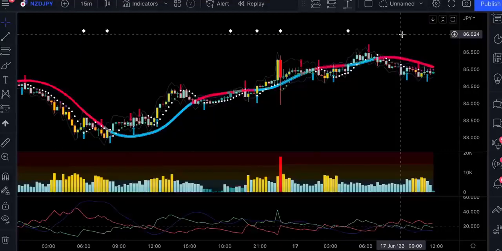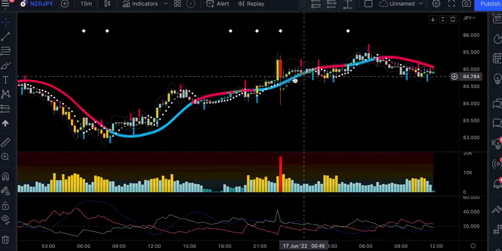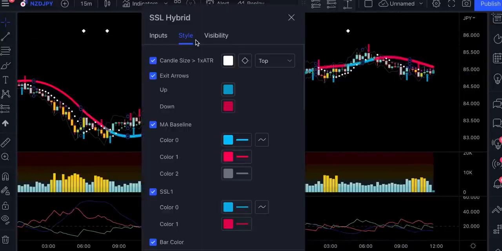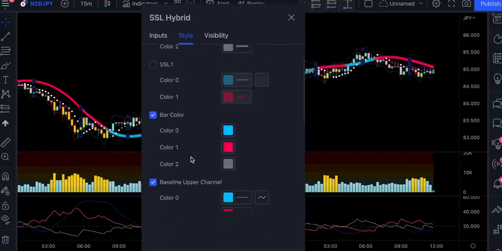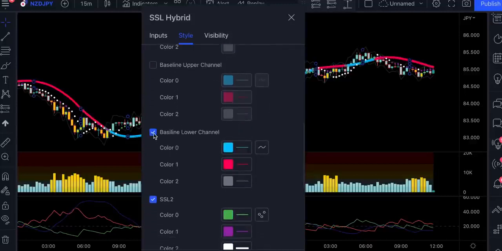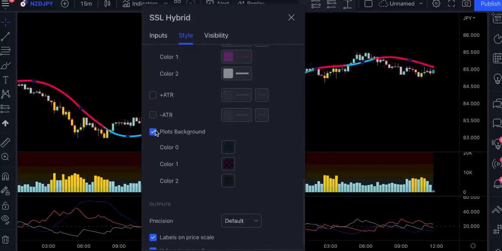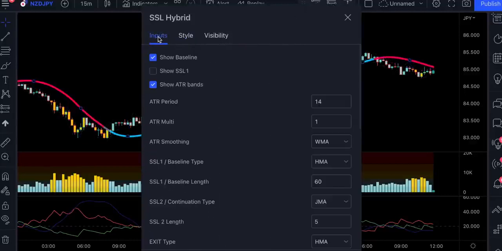Okay, now we need to sort out the settings on these indicators, so let's first double click on this SSL Hybrid. In the style section, let's untick everything except for this MA baseline. Now let's change the MA length from 60 to 200. Also, let's change the baseline type from HMA to LSMA.